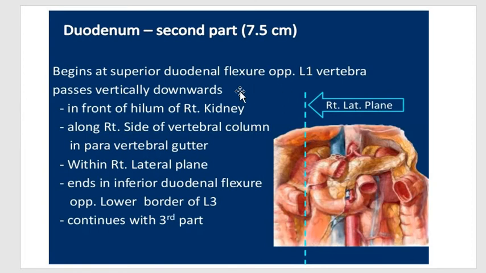So the second part of duodenum is 7.5 centimeter long. It begins at the superior duodenal flexure. The second part extends from the superior duodenal flexure and passes vertically downwards. It extends till the lower border of the L3 vertebra, then it turns towards the left side, and it continues with the third part of the duodenum. So this is your second part of duodenum, 7.5 centimeter long.